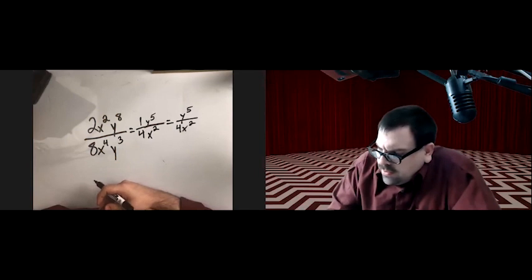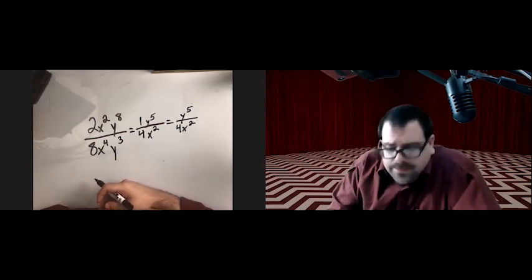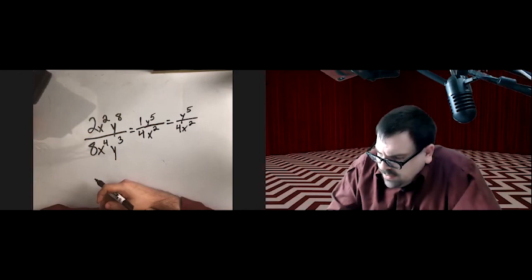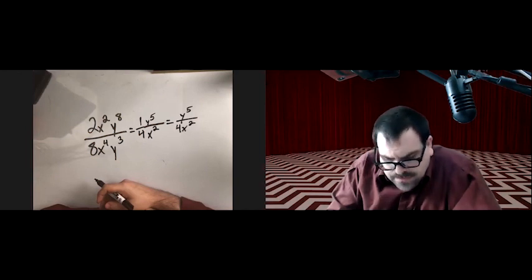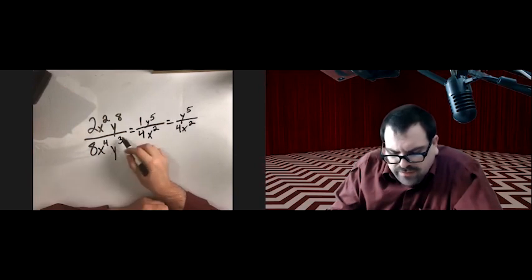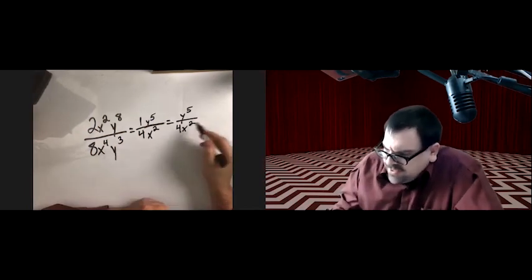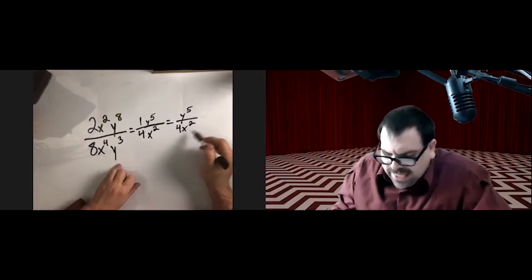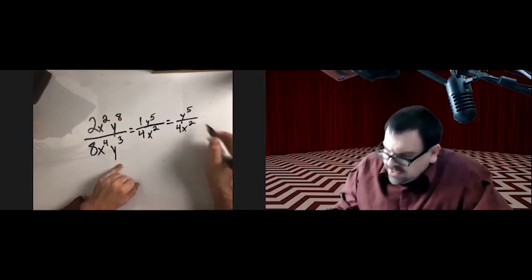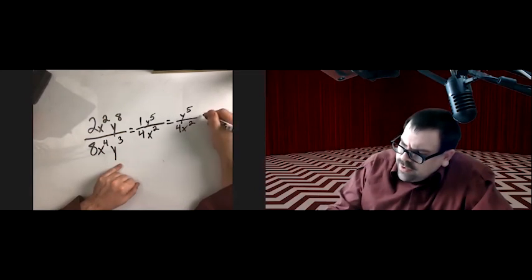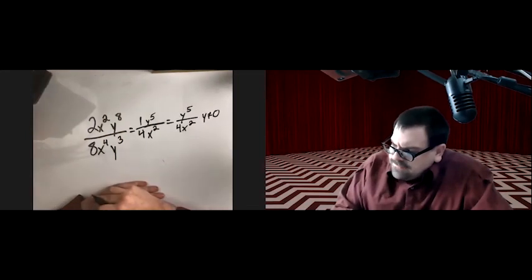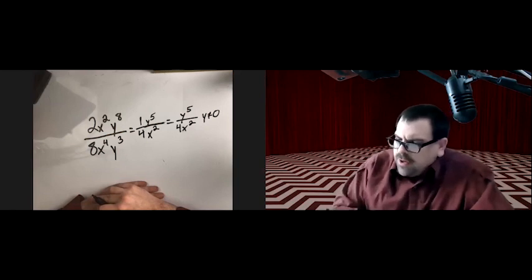Is there any restriction we should name here? Well, since originally we had a factor of y on the bottom, that means that y can't be 0. We can still see that x shouldn't be 0, but we can't see that y isn't 0 anymore. So I'm going to go ahead and say y can't be 0. And I'm going to make that part of the answer.